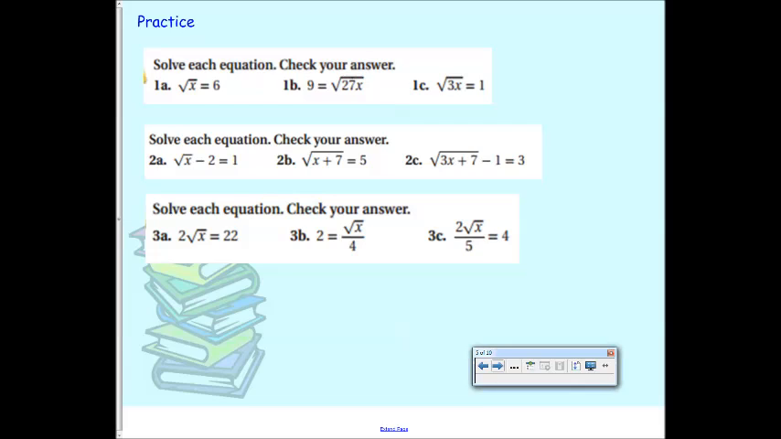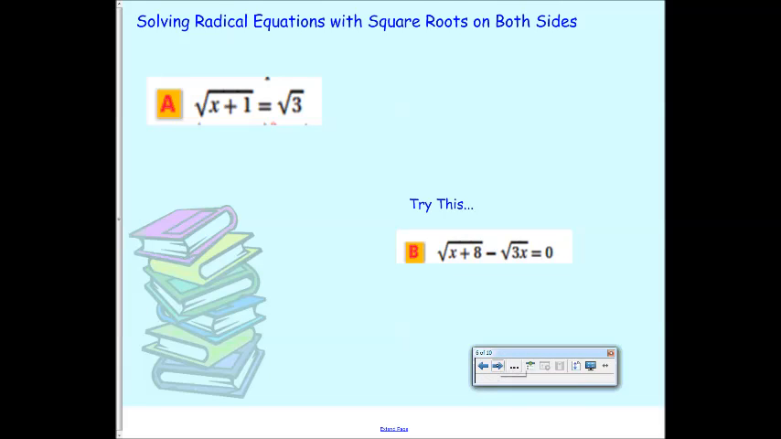Okay, so when you are looking at a radical equation, sometimes they will have square roots on both sides. If you have a square root on both sides, what do you think you do? Brendan? You still square it, right? Because you still have to do what with the radicals?